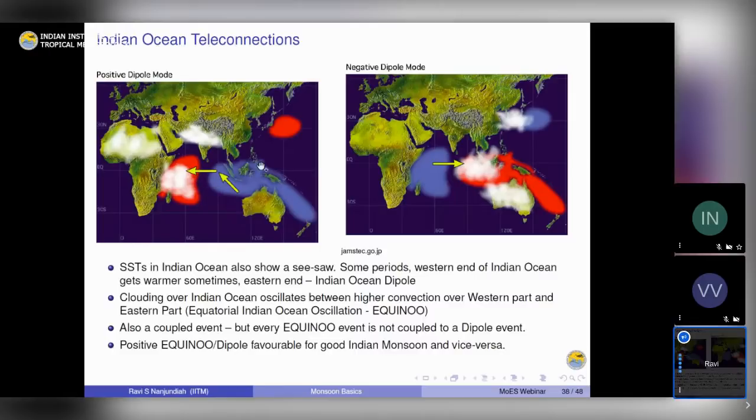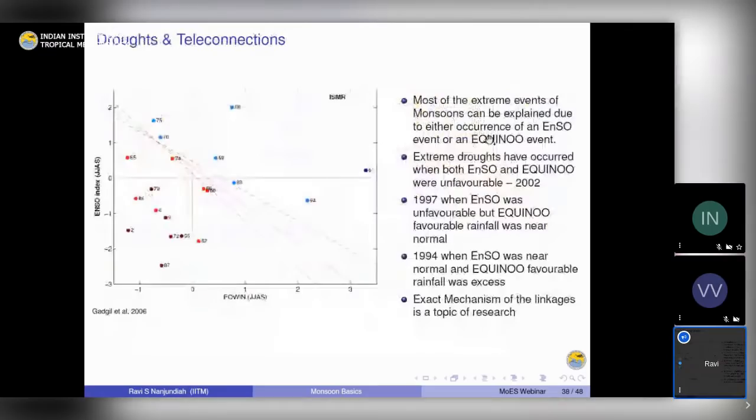But whenever there is more convection on the western side, we notice that the monsoon tends to be a little stronger. While if it is on the eastern side, which in a very rough sense you could call the negative dipole or negative equinoo phase, then the rainfall over the Indian region is much less. So there appears to be another player in addition to ENSO, which also seems to have a role in modulating the Indian summer monsoon.